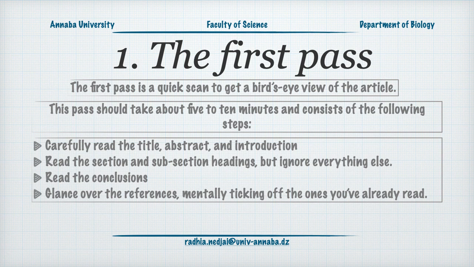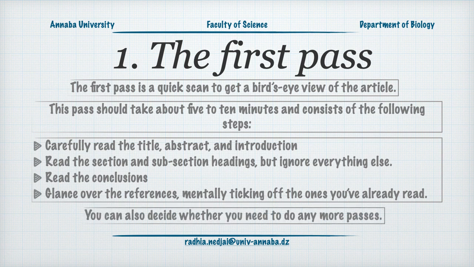In the first step, the reader or the student should carefully read the title, the abstract, and the introduction. In the second step, students need to read section and subsection headings, but ignore everything else. The next step, he or she needs to read the conclusion. And finally, you should glance over the references, mentally thinking of the ones you have already read. After this pass, the student or reader can also decide whether they need to do any more passes.